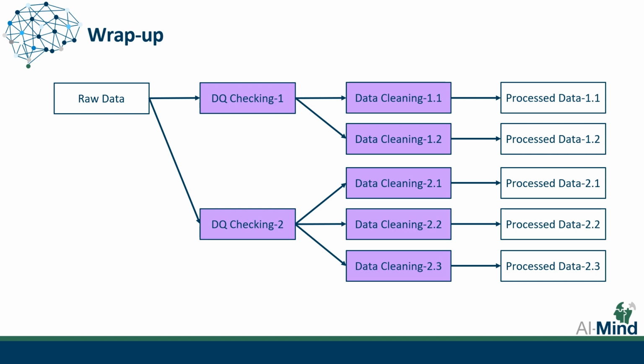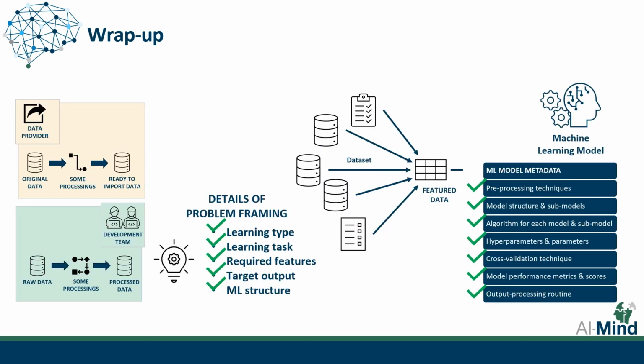Data in a machine learning project includes raw data, processed data, details of problem framing, which consists of description on learning type, learning task, required features, target output, and machine learning model structure. And then also features data, machine learning model, and ML model metadata.